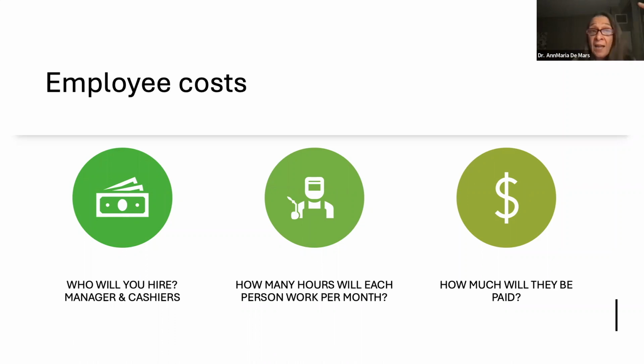So who are you going to hire? How many hours is a person going to work per month? How much are you going to pay them? I think it's a big mistake to underpay people. I strongly believe that most of the time you get what you pay for. And if you pay somebody way below market rate and they're willing to work for that, there's got to be a reason.